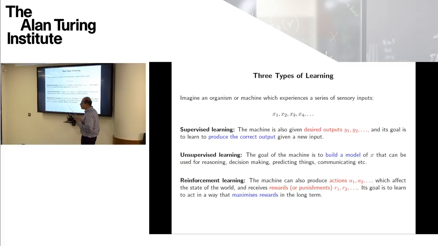It's just given a reward or punishment. Okay? So that's usually a scalar signal, R1, R2, etc. over time. So every time the machine does something good, it's given a reward. Every time it does something bad, maybe it's given a negative reward or a punishment. And the goal of the machine is to learn to act in a way that maximizes the rewards in the long term. Okay? It interacts with this world and is trying to maximize not its immediate rewards, but the rewards in the long term. So any questions about this so far?